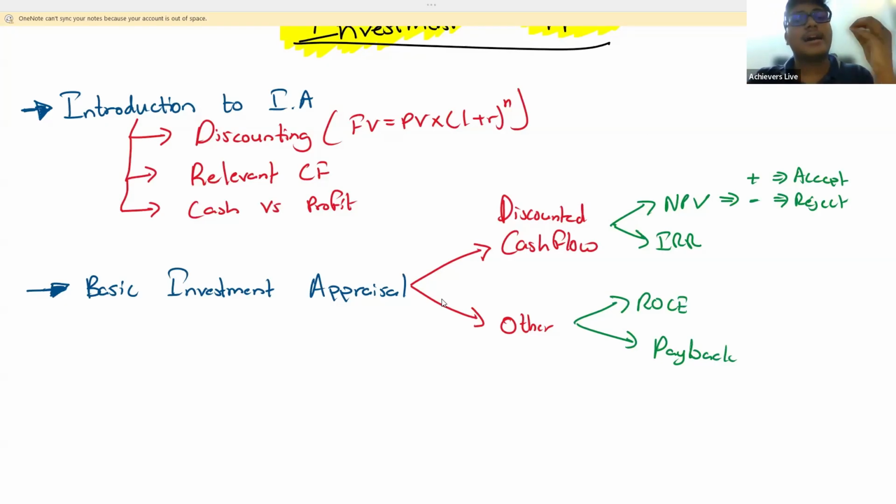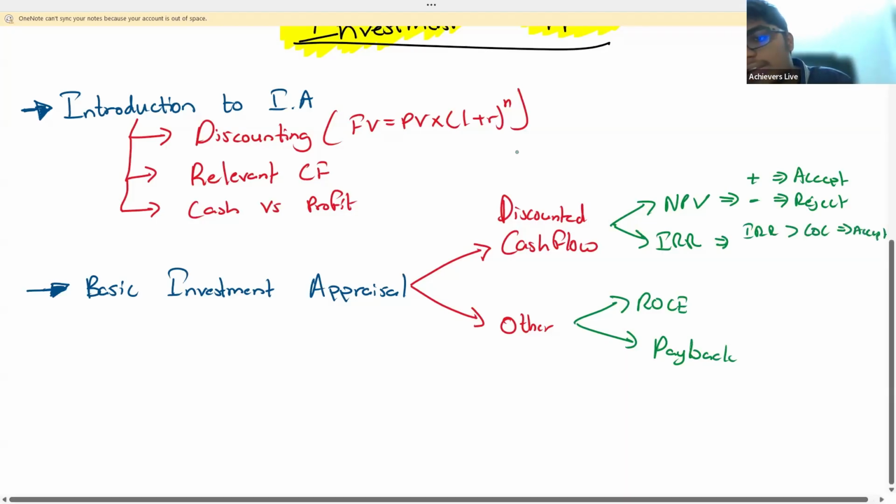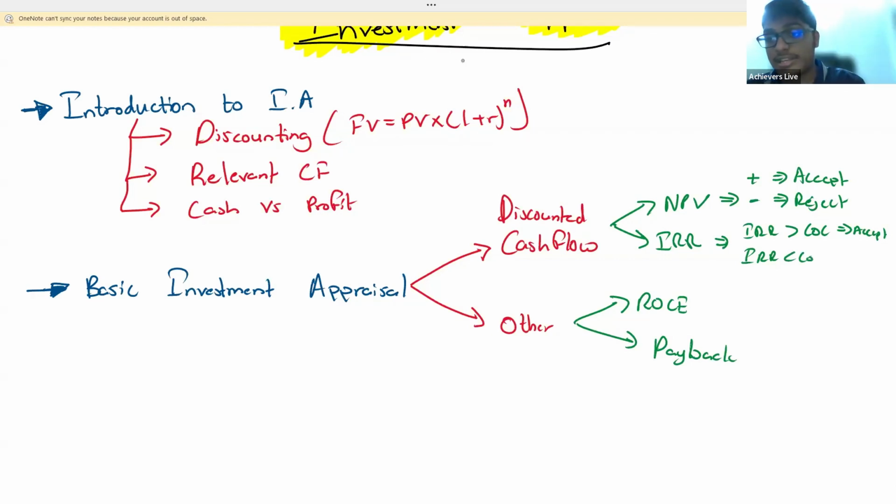Second, IRR, internal rate of return: the rate at which NPV becomes zero. What is the decision rule? If IRR is greater than the cost of capital, accept. If IRR is less than the cost of capital, reject.